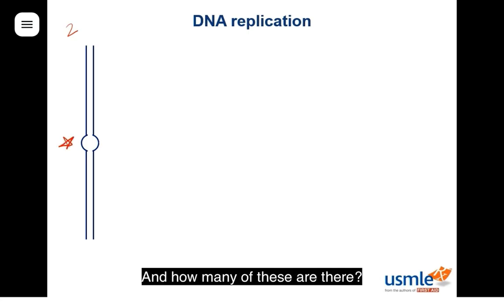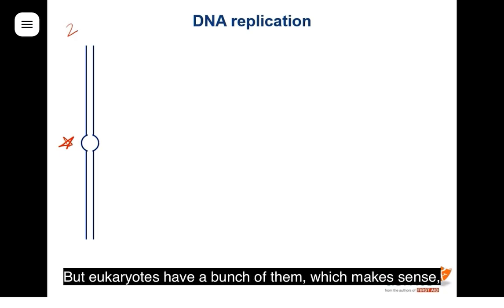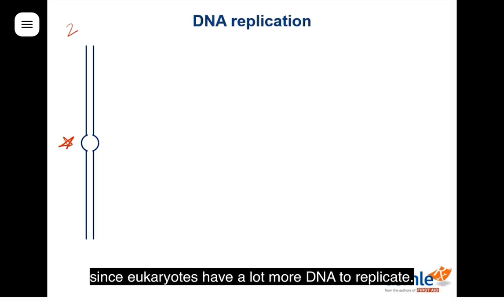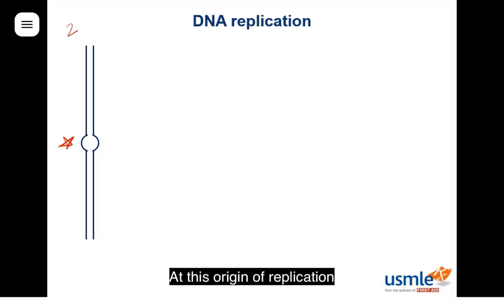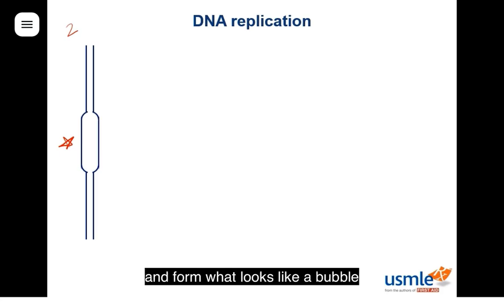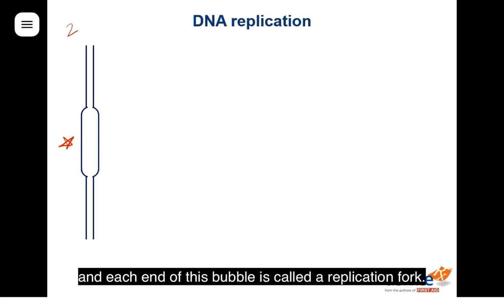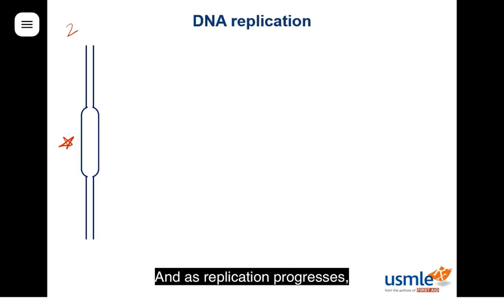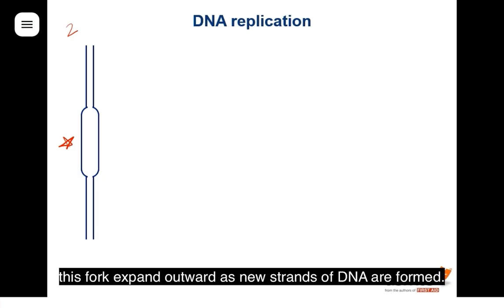And how many of these are there? In prokaryotic chromosomes, there's only 1, but eukaryotes have a bunch of them, which makes sense since eukaryotes have a lot more DNA to replicate. At this origin of replication, the 2 strands of DNA separate and form what looks like a bubble, and each end of this bubble is called a replication fork. And as replication progresses, this will expand outward as the new strands of DNA are formed.